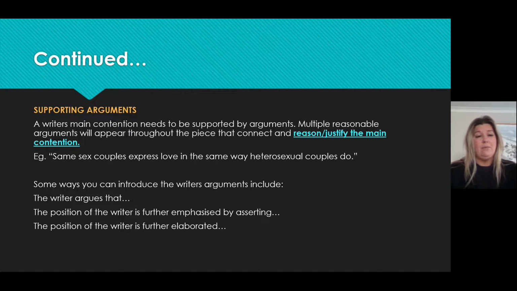Again, you will need to be able to highlight the arguments. In each of your paragraphs, the argument should be the hero. After all, this is argument analysis. You might wish to start each of your paragraphs by outlining what the argument is. You could start with something really simple like, the writer argues that, or start to really craft those topic sentences with, the position of the writer is further emphasised by asserting, or, in a something tone, the position of the writer is further elaborated to, and keep going from there.